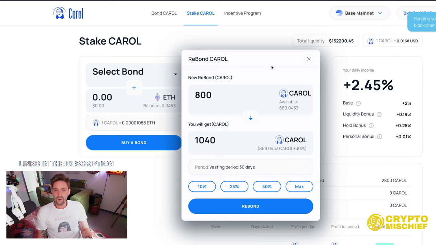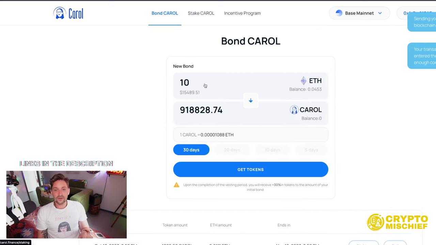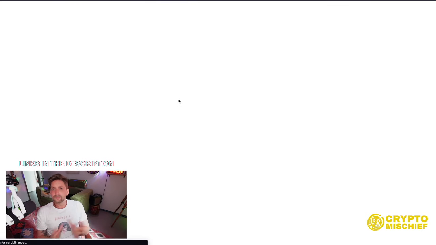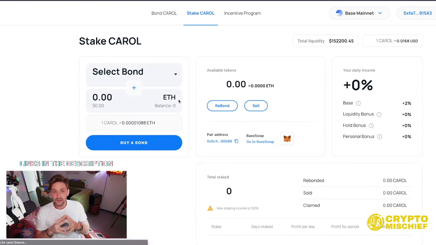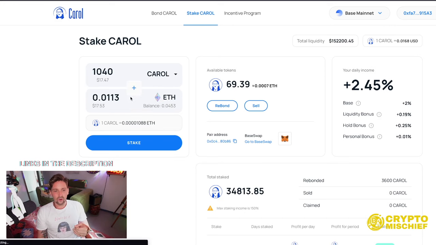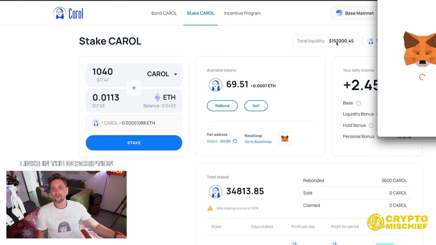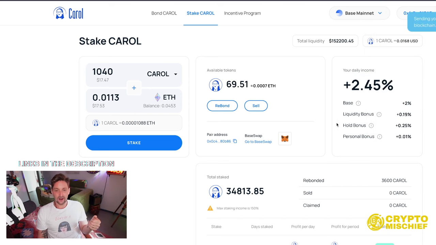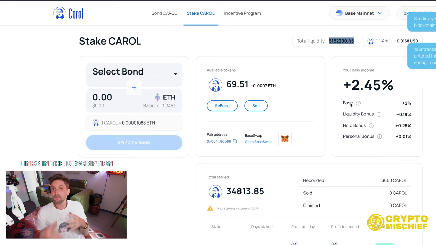And when we rebond, it's going to show up in our select bond section. When you bond on this page, that would also show up in your select bond section. So we take our new bond that we just created. We select our bond, then we pair it in liquidity with ETH, which is going to boost our earning even more, right? So we have 1,040 Carol from that bond we just did. We then pair that with an equal value of ETH and stake it. This is going to add to the liquidity in the top right. Higher liquidity, more people are bullish on the project, higher APR we get paid out. So the game is we just want to try and build as much liquidity for this token.